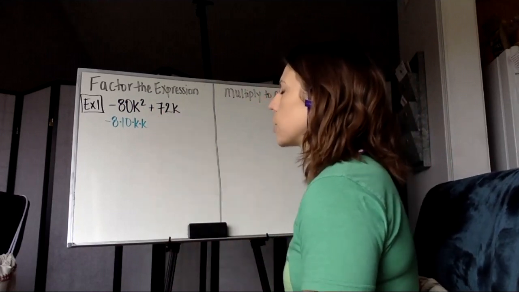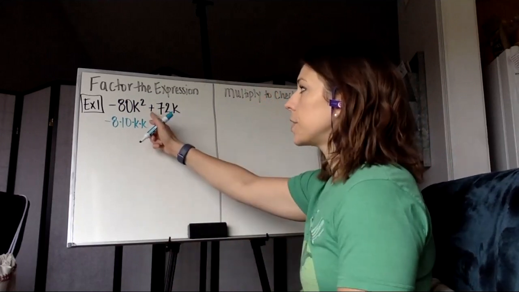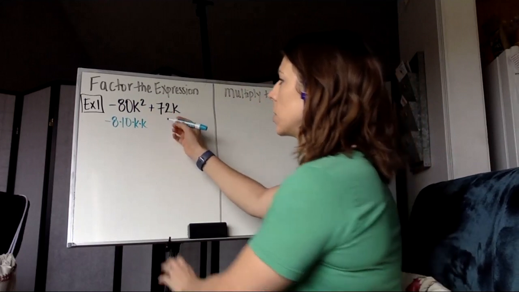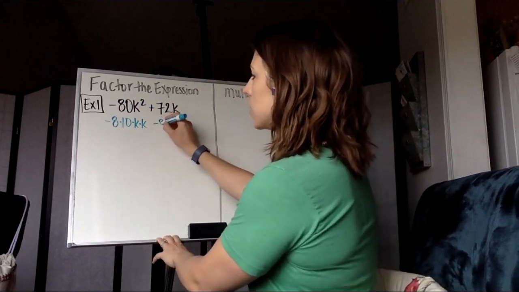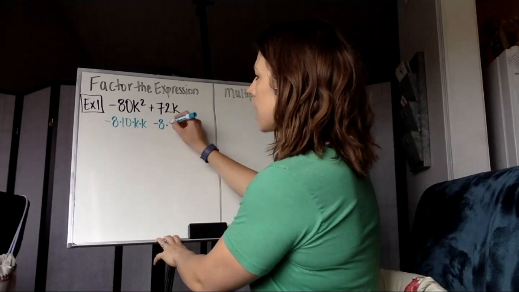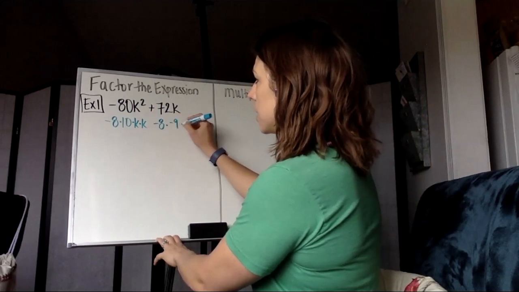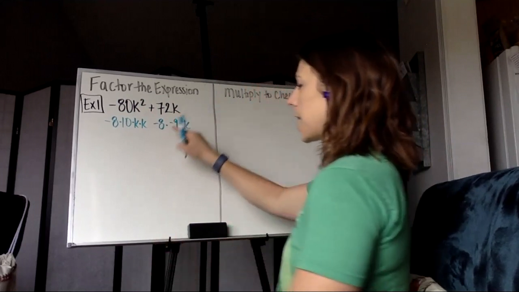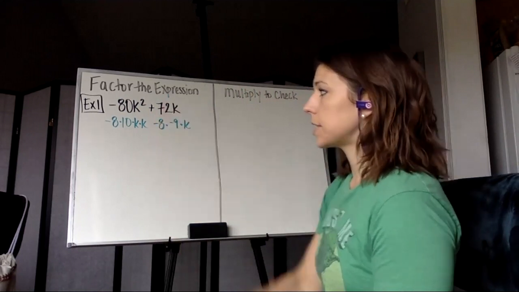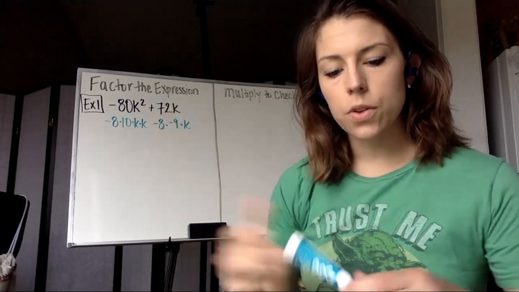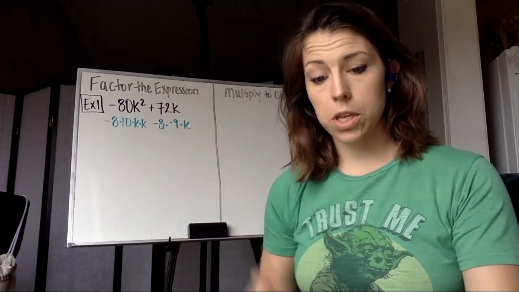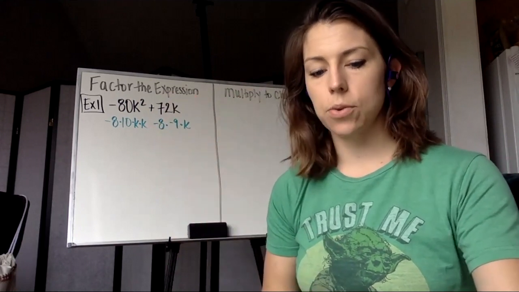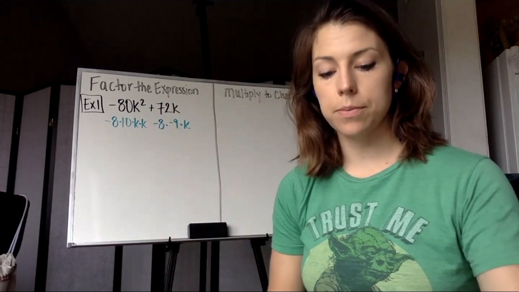Now I'm going to write the second term as a product using negative 8. Now careful, this is a positive 72. So positive 72 is negative 8 times negative 9, and then times the K. So negative times a negative is how you get a positive. So that's the steps that some of you can do in your head, which is great. If you can't do it in your head, you can always write it out.